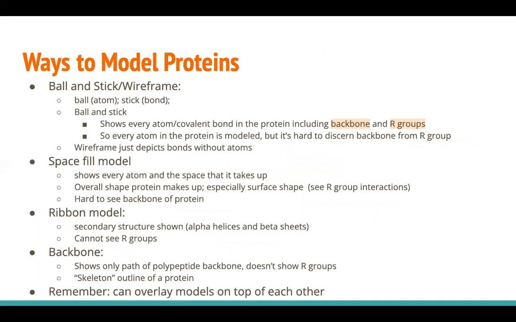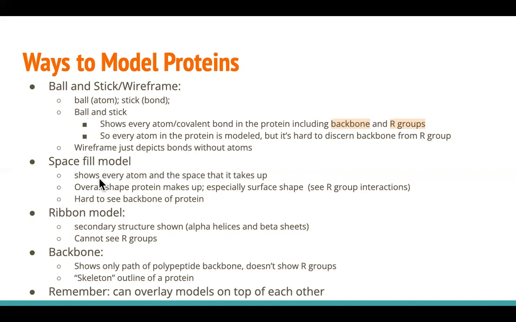And then for protein modeling, there's the ball and stick / wireframe model. The balls represent each atom and then the sticks are the bonds. So every atom and bond in the protein is modeled in this. Most of the time it's hard to discern between backbone and R group. And then wireframe just doesn't have the balls, but it has all the sticks, so it shows all the bonds. And then in the next slide, there's going to be pictures of each.